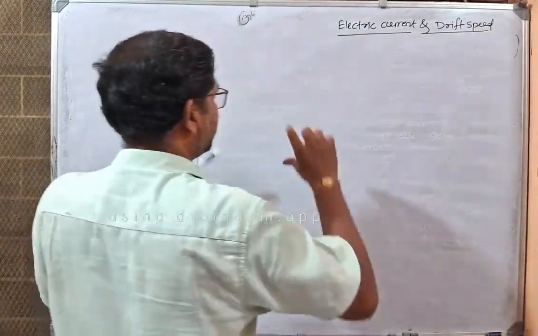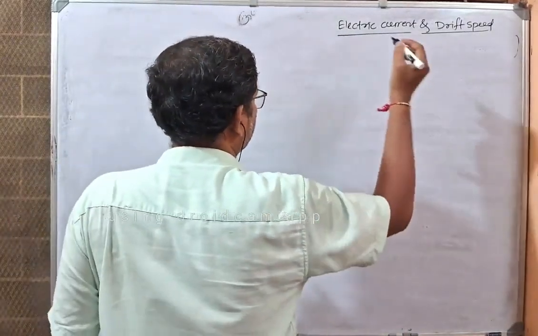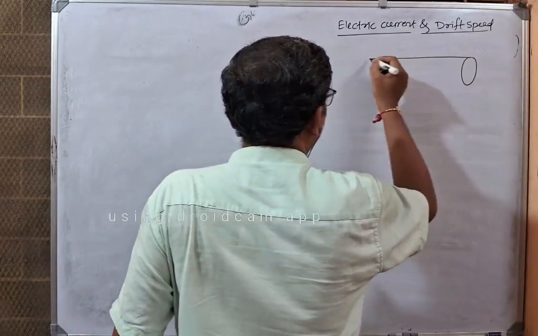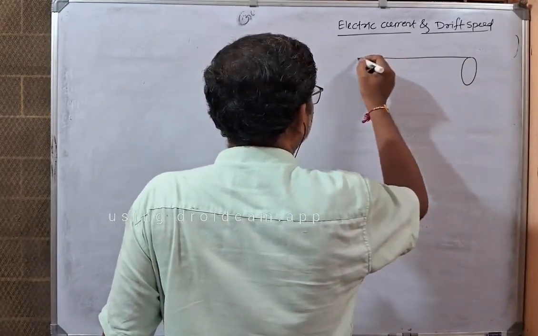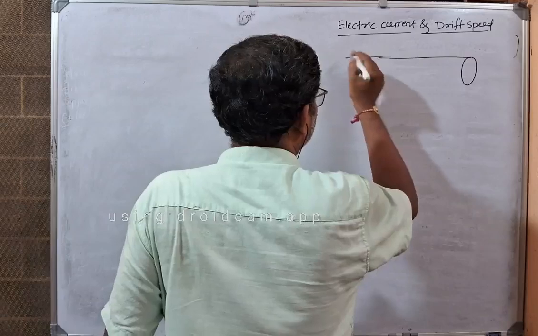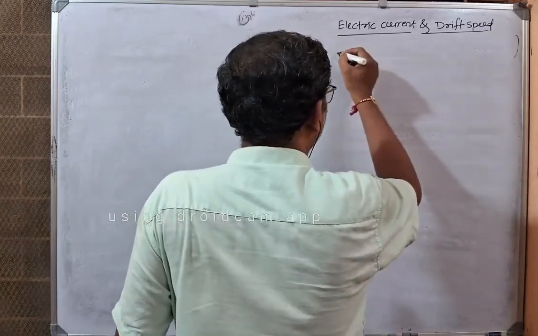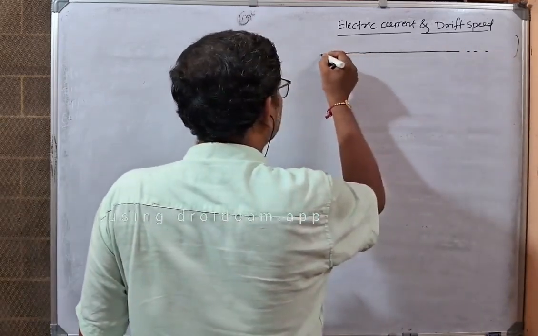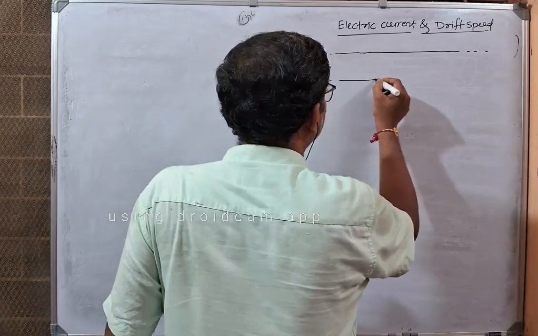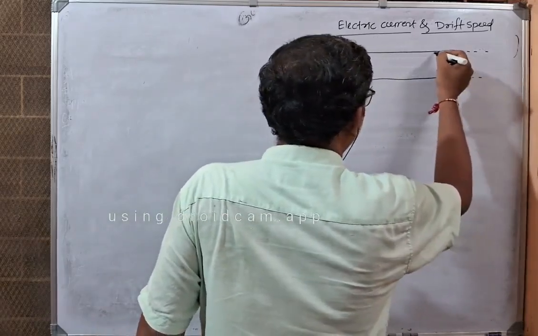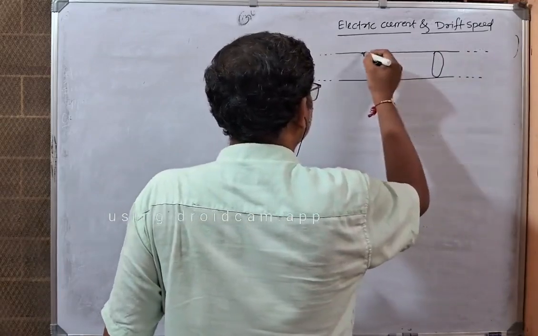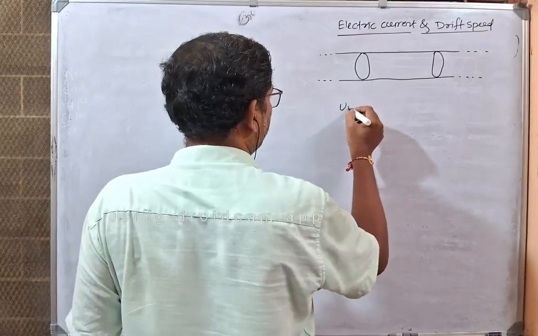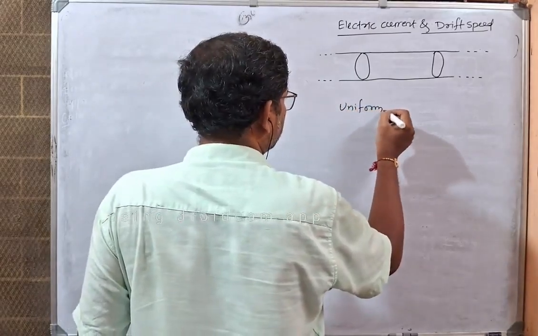let's consider a section of a conductor. Suppose I have a large conductor. I'll not draw it like this. I'll have a conductor. So this is one cross section. This is another cross section. Take a conductor of uniform cross section.